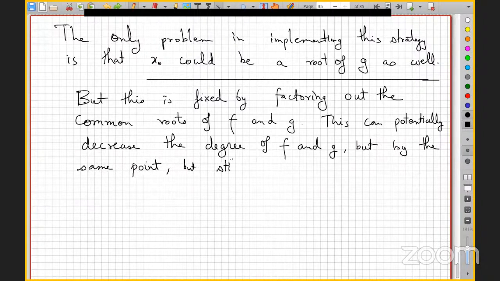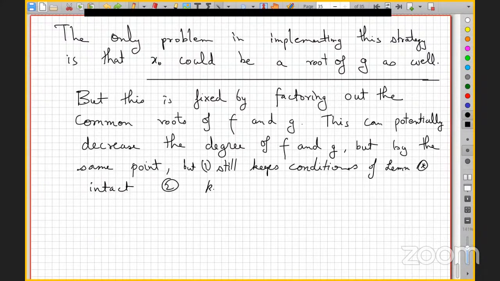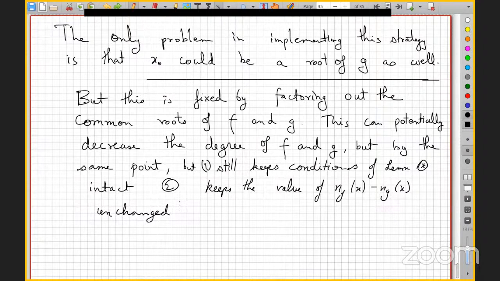But it still keeps the conditions of lemma star intact, because whatever is a common factor is also a common factor of all the linear combinations, so that's just fine. And importantly, it keeps the value of nf x minus ng x unchanged at any point whatsoever. Right? If you just remove common factors, nf x minus ng x cannot change, because whichever root you have removed is counted both in nf and in ng. So the subtraction is good for every x. So if the degree has decreased and all the conditions are true, then you just apply the induction hypothesis. If the degree has not decreased, which means that there is no common factor, then x naught cannot be a root of g, and so the previous scheme could work.